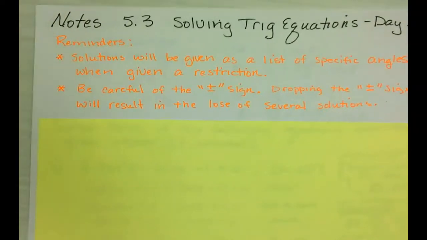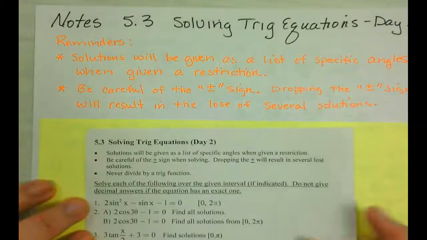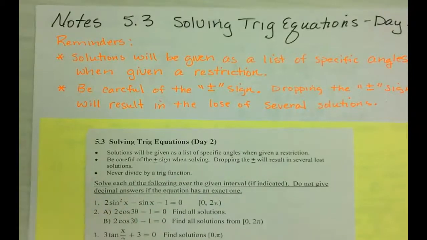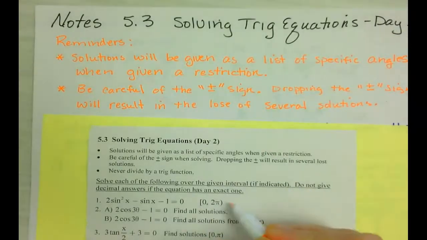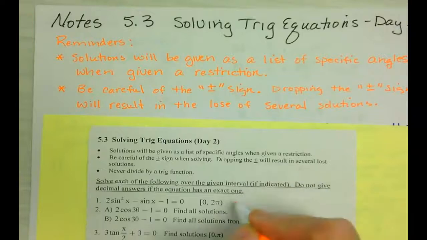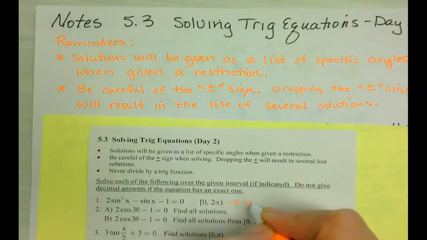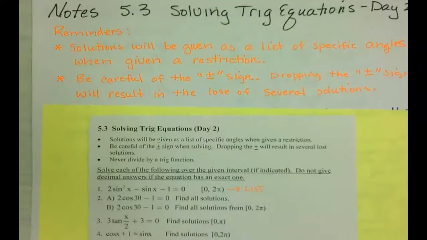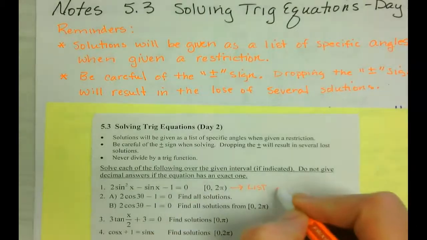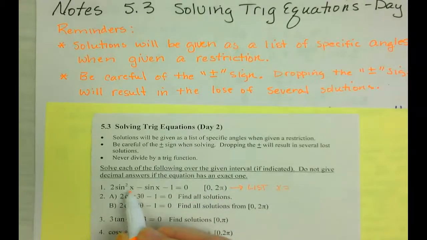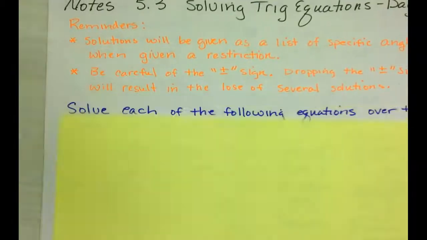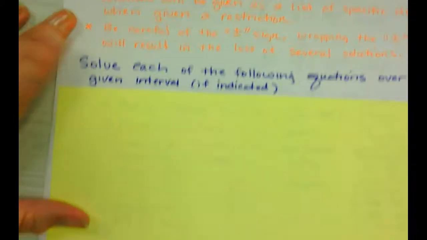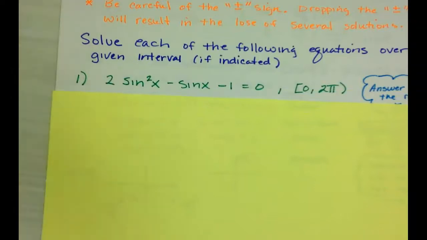Okay, so the first question that we're going to look at, number 1, is 2 sine squared x minus sine x minus 1 equals 0. So the first thing I want you to do is look at what the condition is. And in this case, it's saying find solutions from 0 to 2 pi. So that means my answers for this particular problem are going to be in a list. So I'm going to have x equals, because the x is the variable here, and then I'm going to list out my possible solutions. Okay. So here's the first one.